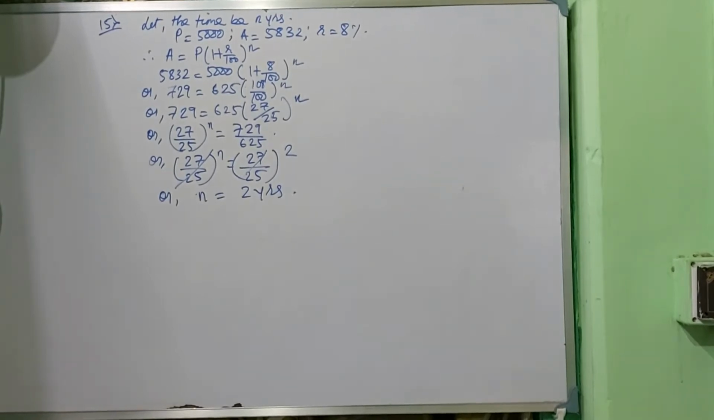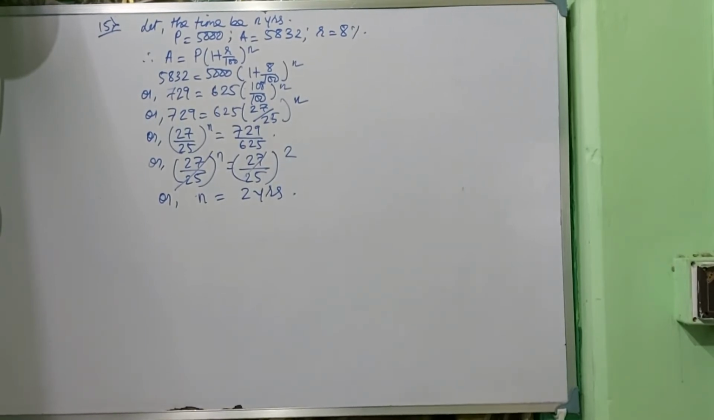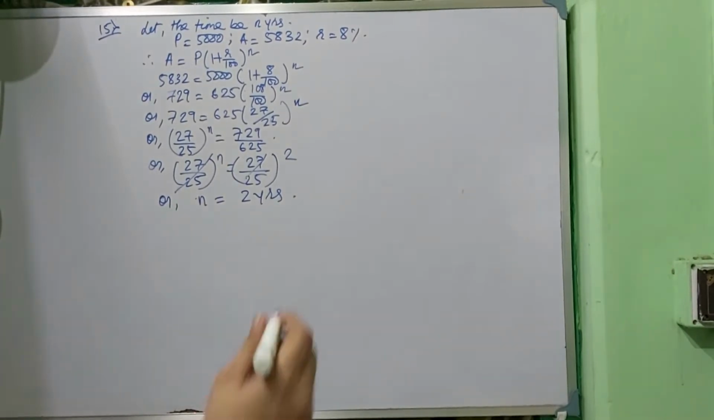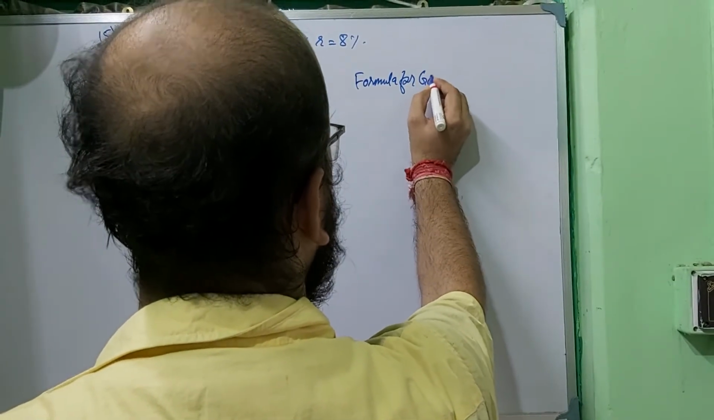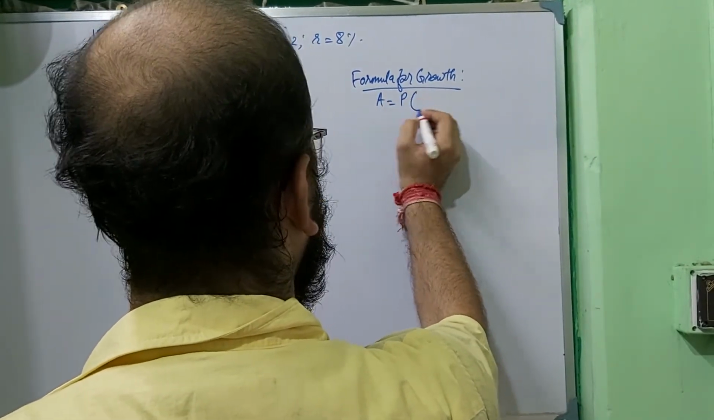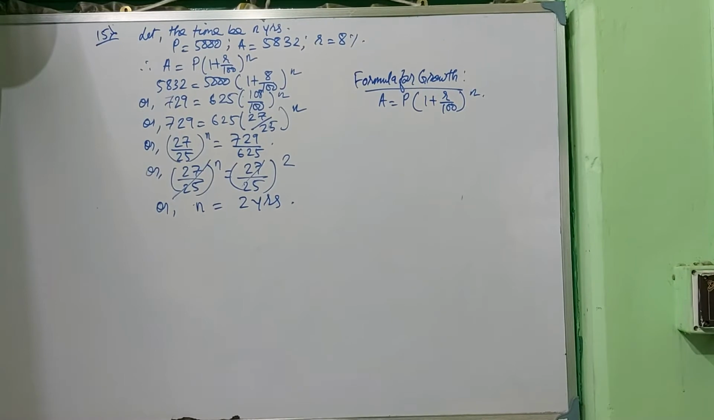In today's class, I will discuss uniform increase or uniform decrease. Decrease means depreciation, and uniform increase means growth. In case of growth, the same formula will be applicable. P will be the initial value. If the rate increases, then the growth will also increase. So the formula for growth remains the same, which is A is equal to P into 1 plus R by 100 whole to the power n. This is compounded annually.